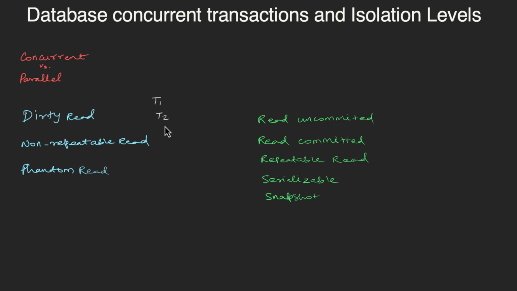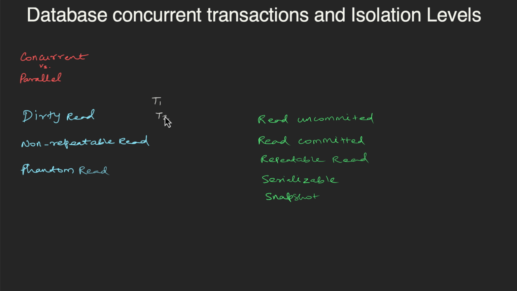Because when we read the same data more than once within the same transaction, we see different results. If we read the data within T2 just before T1 has updated it, we would see one version. And if we read the data just after T1 has updated it, we will see different data. So we will not be able to reliably read the same data repeatedly. That is what a non-repeatable read is.